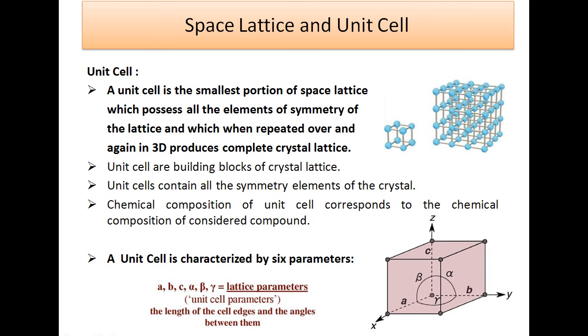Now, how can we characterize a unit cell? It is characterized by 6 parameters. What are these 6 parameters? These are also known as lattice parameters or unit cell parameters: a, b, c, alpha, beta, gamma. Where a, b, c are the cell edges, or unit cell edges, that is the lengths of the unit cell, and alpha, beta, gamma are the angles between the edges of the unit cell. These all 6 are the unit cell parameters or lattice parameters which characterize a given unit cell.